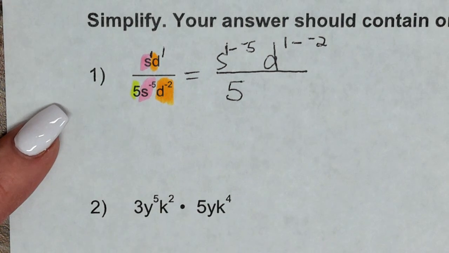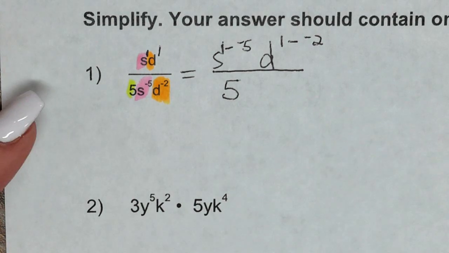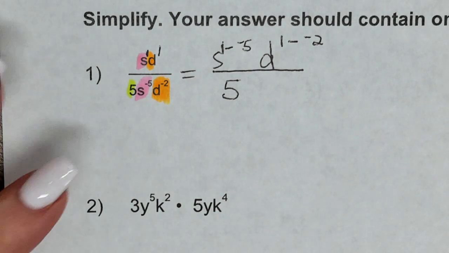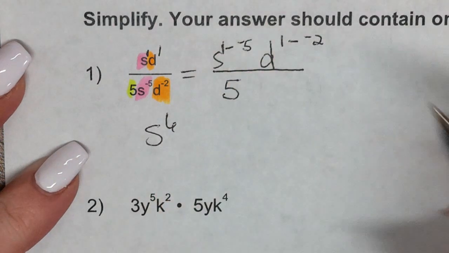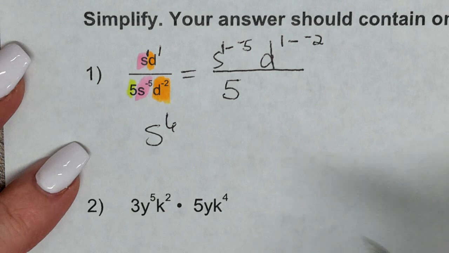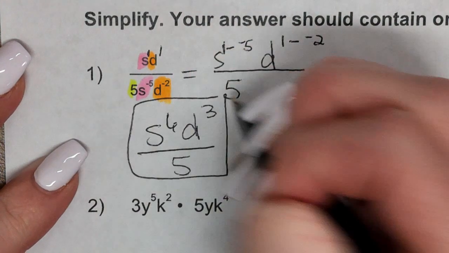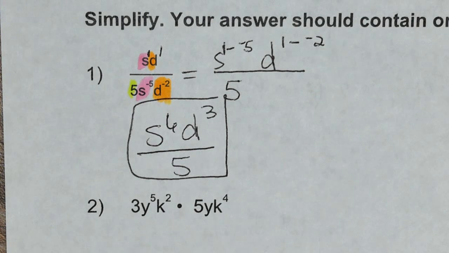Use your calculator if you need to. What is 1 minus negative 5? So since it's positive, it stays on top. S to the 6. What is 1 minus negative 2? 3. It's positive, it stays on top. 5's on bottom. There's your answer. Are we okay? Let me see if there was anything else that was kind of confusing.